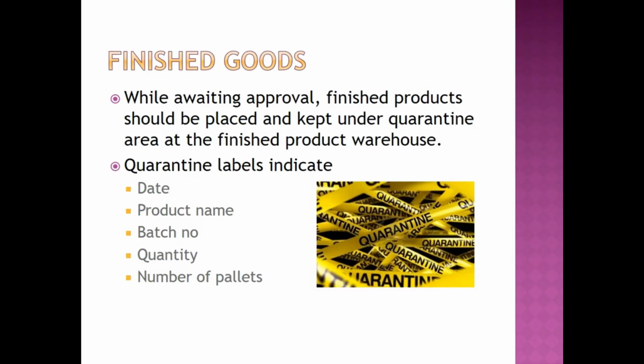While awaiting approval, finished products should be placed and kept under quarantine at the finished product warehouse, and the quarantine label needs to indicate the date, the product name, batch number, quantity, as well as number of pallets of the finished product. All labels concerning the status of finished products should be clearly shown on the containers. Quarantine status can be in the form of a computer system tracking, or it can be physical, for example, pallets or ropes or racks in a warehouse.